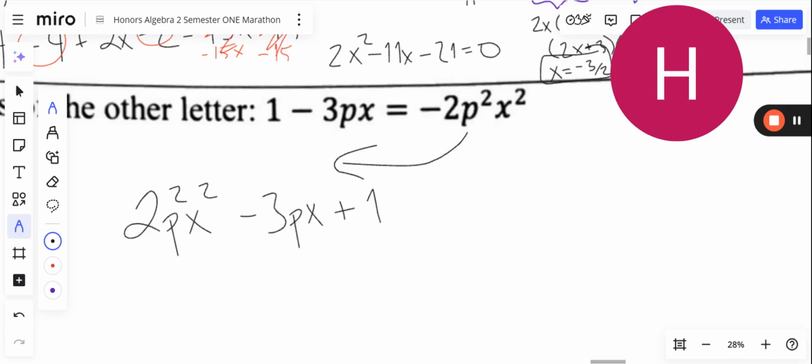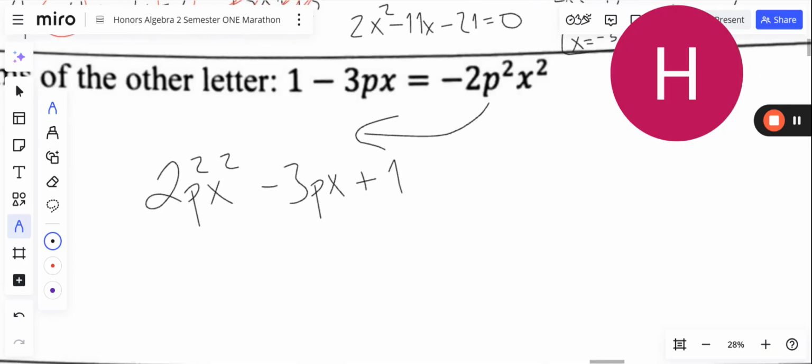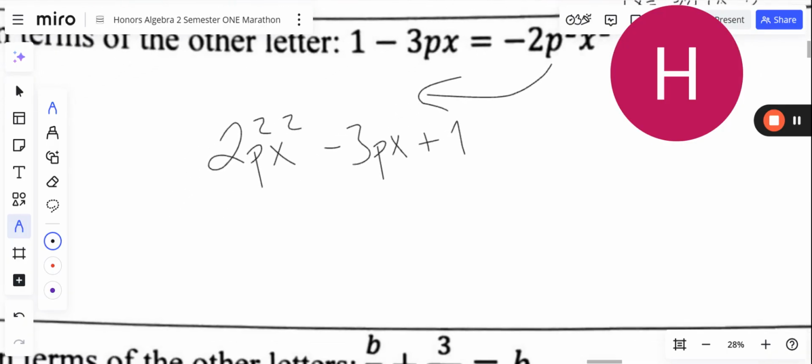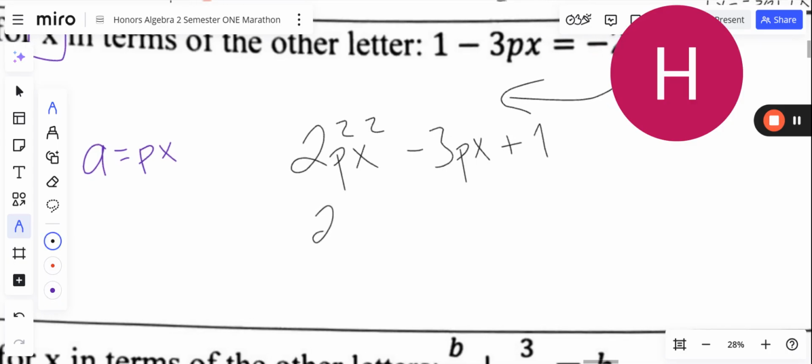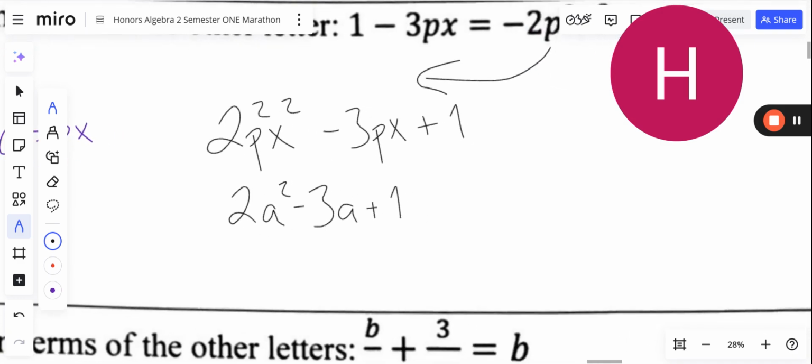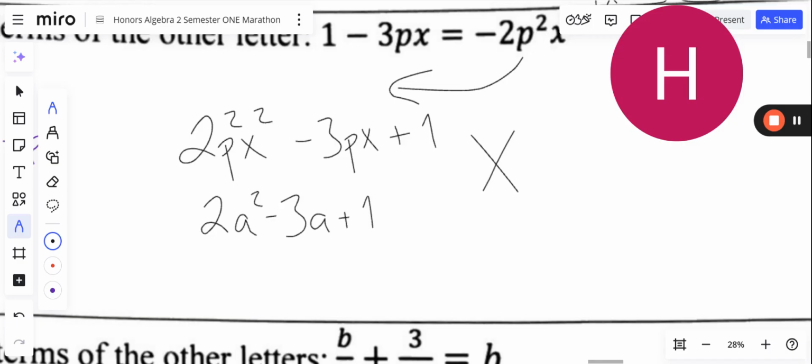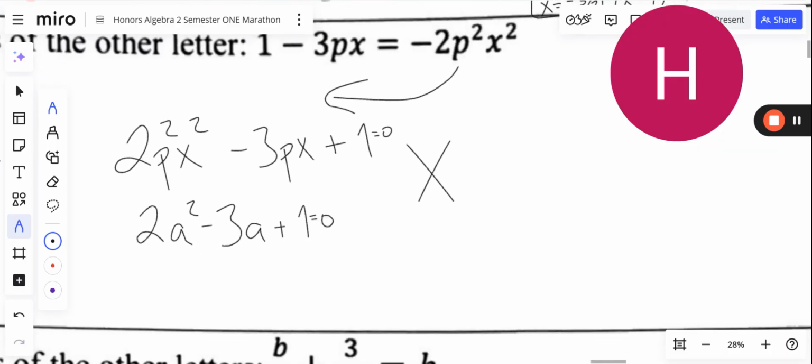So here's what we can do. I'm noticing that we can group the p and the x together and call it a. So we're going to call p times x a, so that this is basically 2a squared minus 3a plus 1. And then we can break that down and factor it. Equals 0, of course. That's what we did. We removed everything from the right side, so it's 0.